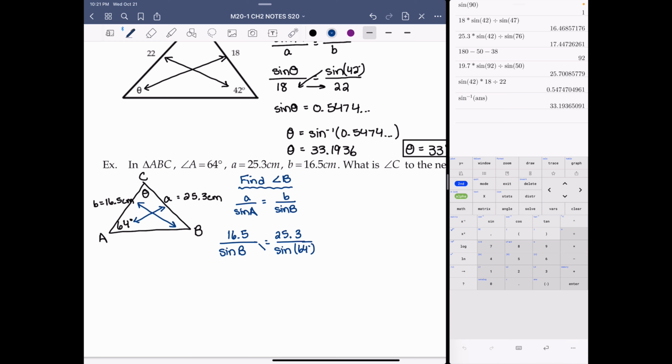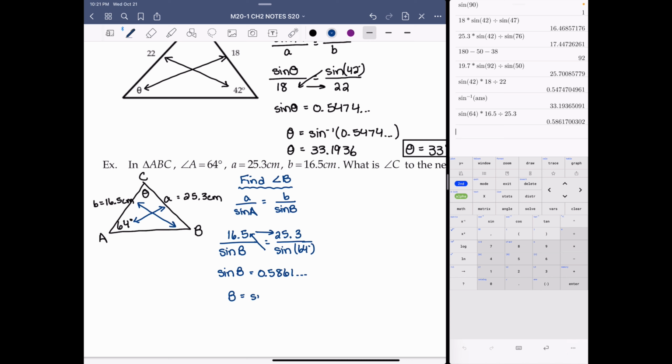We're going to cross multiply and divide. Multiply diagonal numbers, divide by what's left. Sine 64, move out of my brackets, times 16.5 divided by 25.3 gives me 0.5861. Sine B equals 0.5861. Then to find angle B, I do the sine inverse of that.